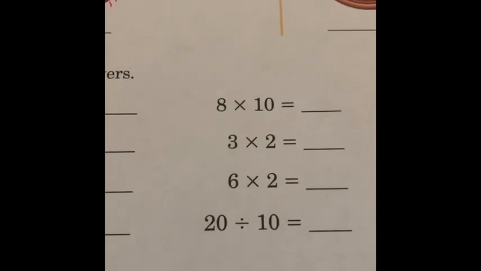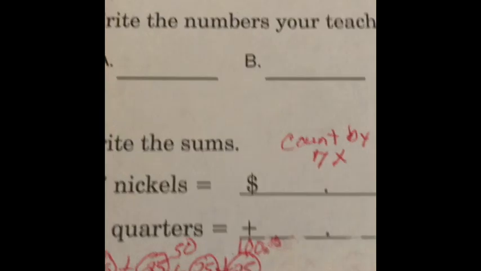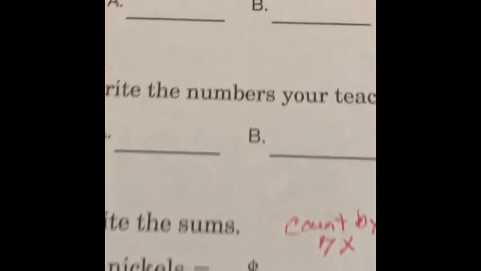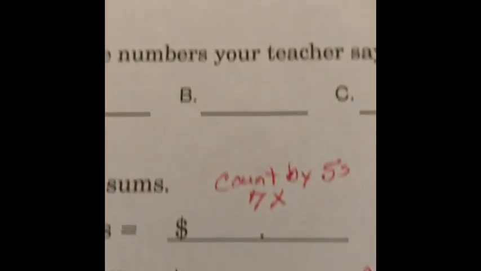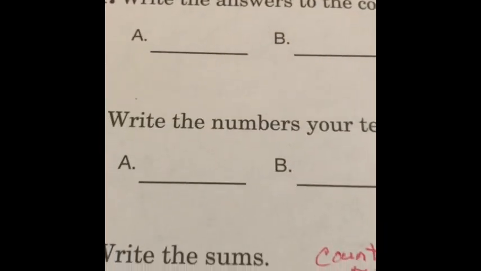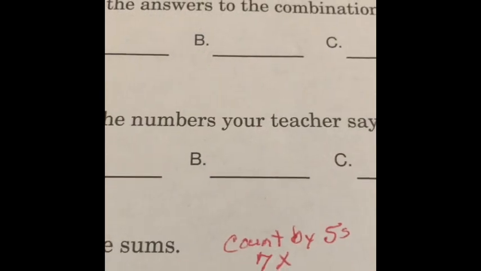Okay, let's get started. We're going to go ahead and do the classwork side of the paper first. Classwork side of the paper is page 338. Start with number 1. Write the answers to the combinations your teacher says.